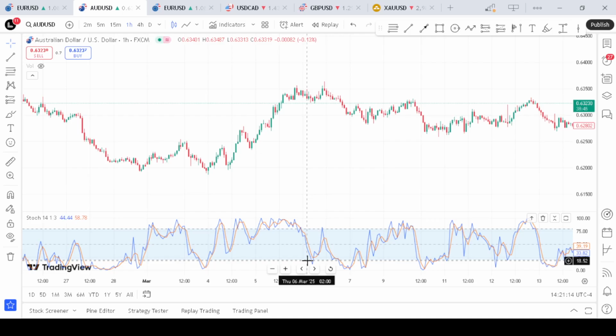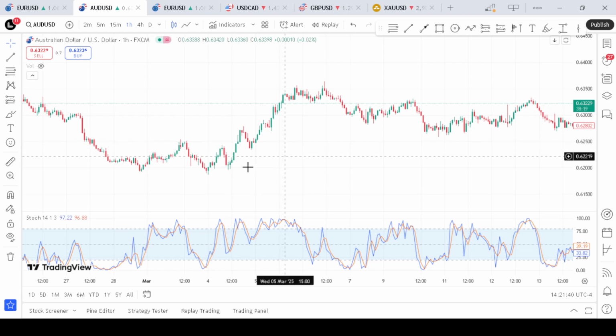In today's video, we're going to be talking about the stochastic oscillator and how you can use it to enhance your trading strategy. This oscillator or indicator is often overlooked, but it is a very vital indicator to use in the market because it provides valuable insight into market momentum and potential reversals.